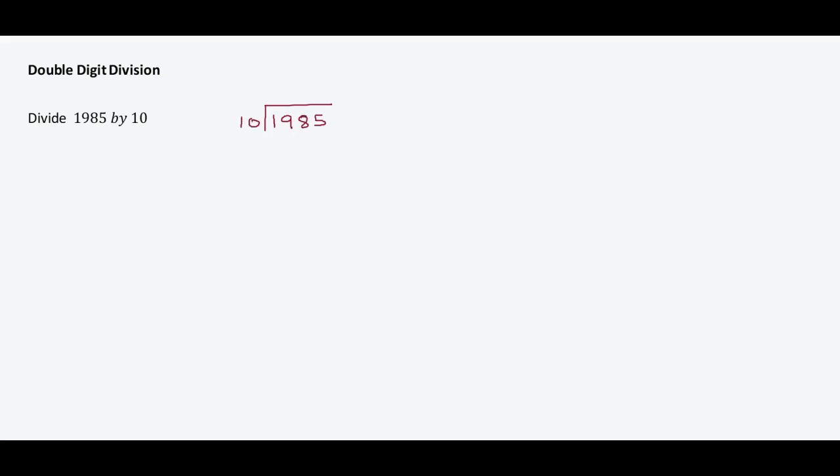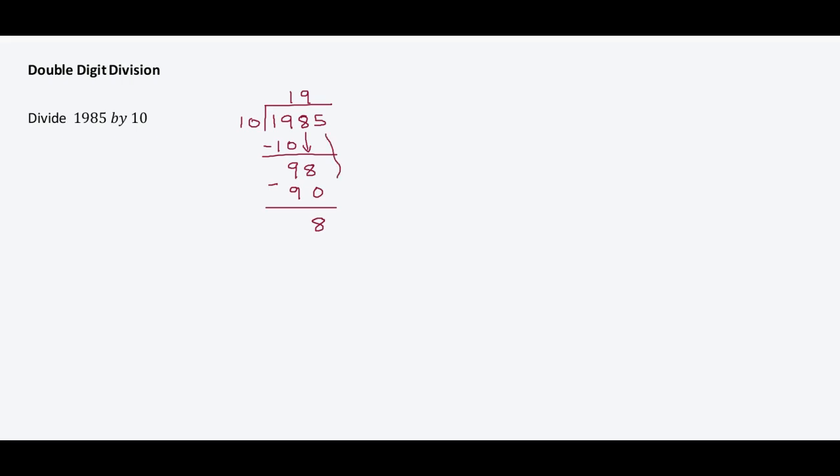1 divided by 10, not going to work. So we have 19 now. 19 divided by 10, we have 1. 1 times 10 is 10. 19 minus 10, that gives you 9. We bring down an 8. 98 divided by 10, that's going to happen 9 times. 9 times 10 is 90. We subtract and we get 8.